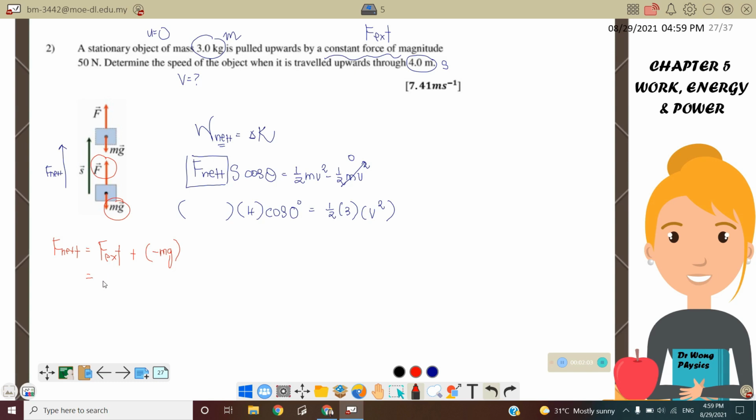F net is given as 50, minus m is 3, g is 9.81. Therefore, F net we will get 20.6 Newton. Then we substitute into the equation: 20.6 times the displacement times cos theta equals half m v squared, where m is 3. So finally, we will get the answer. The final velocity for the object is 7.41 meter per second. So this is the answer for question number 2.